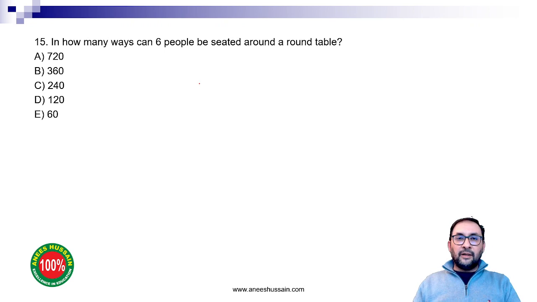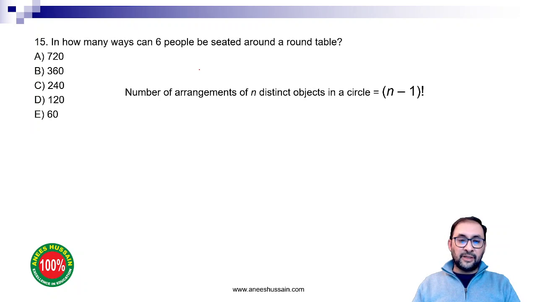Question number 15. In how many ways can 6 people be seated around a round table? So you're not putting them in a straight line, you're putting them in a circle, and the number of arrangements of n distinct objects in a circle is always equal to n minus 1 factorial. So if there are 6 people, then the number of arrangements is going to be 6 minus 1 factorial, which will be equal to 5 factorial, and 5 factorial is 120. So the answer should be option D. A very straightforward question. Just remember the formula that for circular arrangement, it's n minus 1 factorial. I hope this is clear.